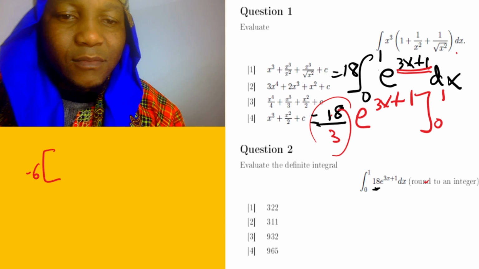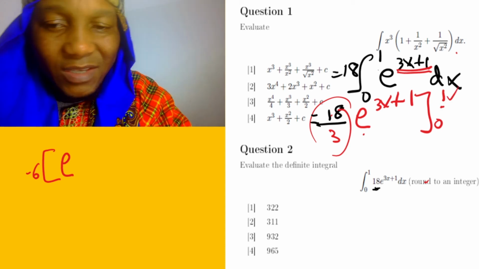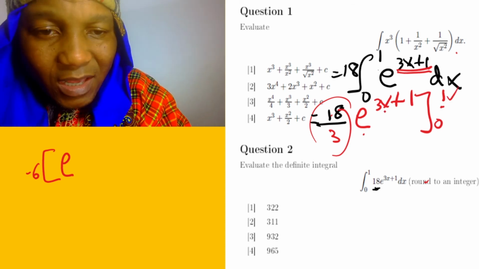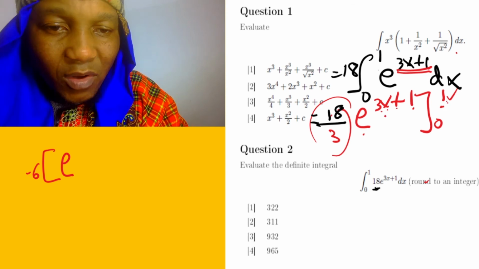Now I have to put upper limit minus lower limit. What that means is e, just e. In the position of x, I must substitute first the upper limit, which is 1. Anywhere there's x, so it's going to be e. Now see 3 times this number: 3 times 1 is 3, but we must add 1, which is going to be equal to 4. And then we're done with the upper limit.